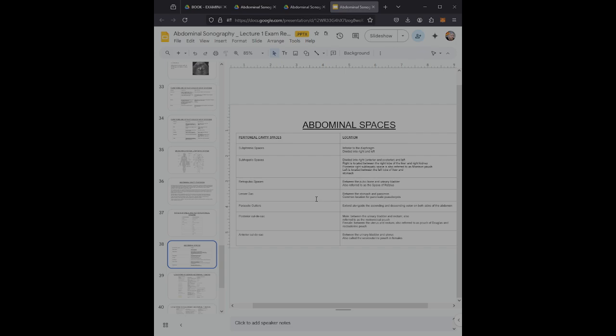We have the posterior cul-de-sac. In males, it is between the urinary bladder and the rectum, and we refer to this as the rectovesical pouch. In females, we refer to it as the rectouterine pouch or the posterior cul-de-sac, and it would be between the uterus and the rectum, also referred to as the pouch of Douglas. The anterior cul-de-sac is seen between the urinary bladder and the uterus, also known as the vesicouterine pouch.